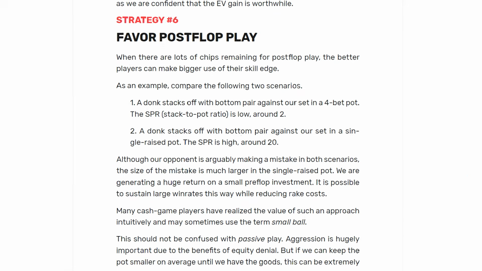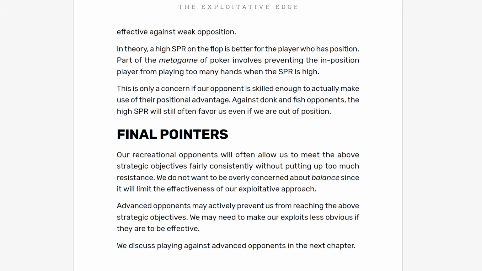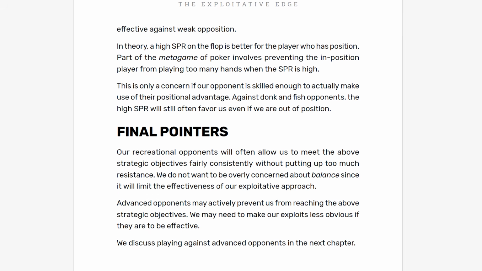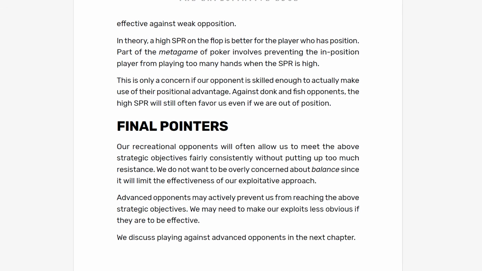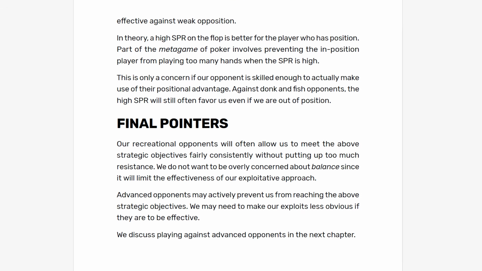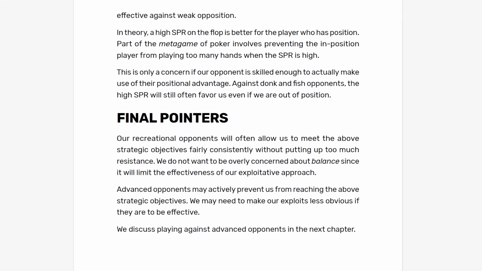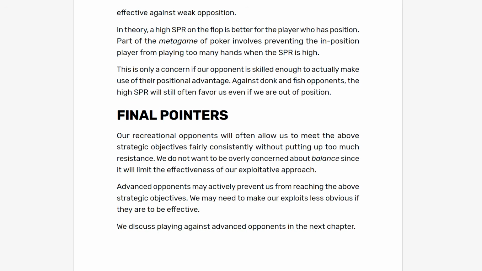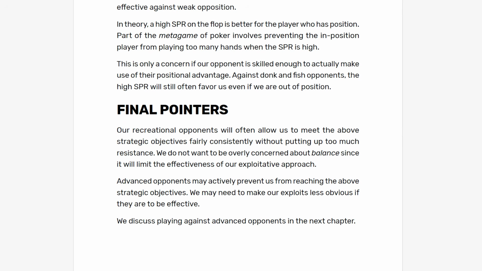against weak opposition. In theory, a high SPR on the flop is better for the player who has position. Part of the metagame of poker involves preventing the in-position player from playing too many hands when the SPR is high. This is only a concern if our opponent is skilled enough to actually make use of their positional advantage. Against donk and fish opponents, the high SPR will still often favor us, even if we are out of position.